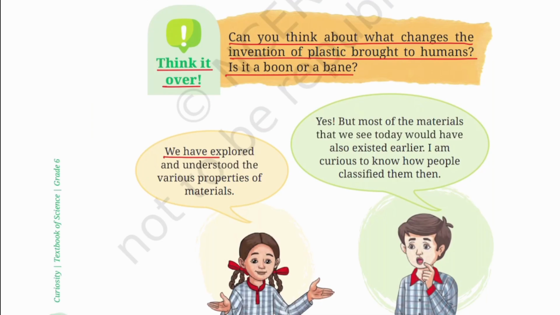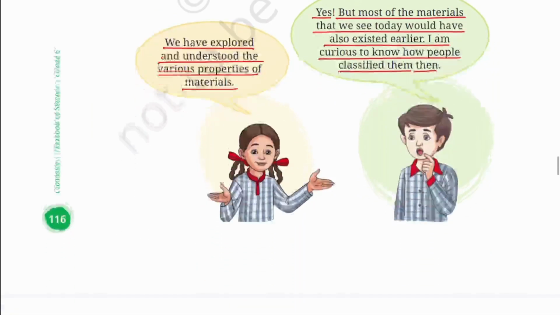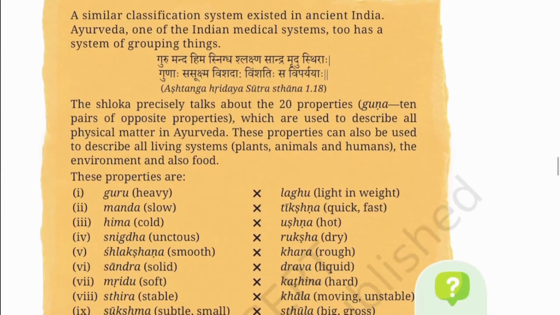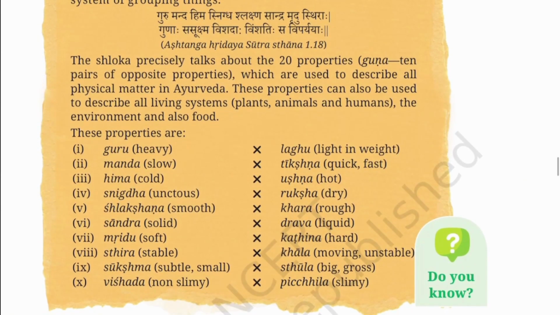Seeth says, we have explored and understood the various properties of materials. Gulan says, yes, but most of the materials that we see today would have also existed earlier. I am curious to know how people classified them then. Do you know?